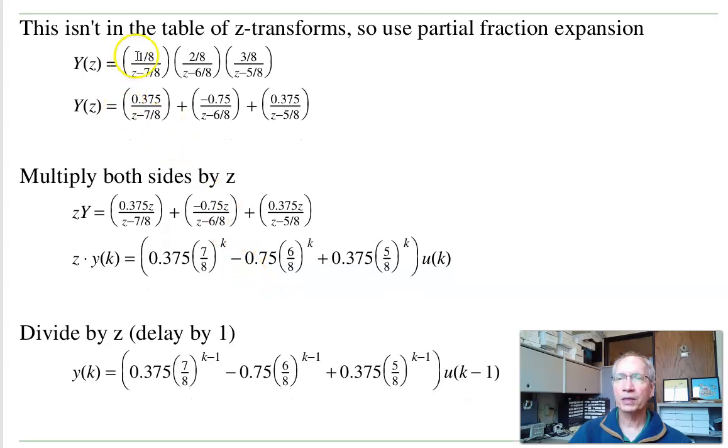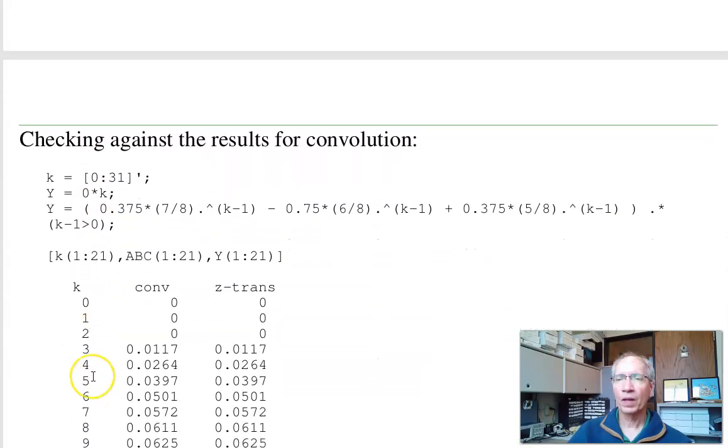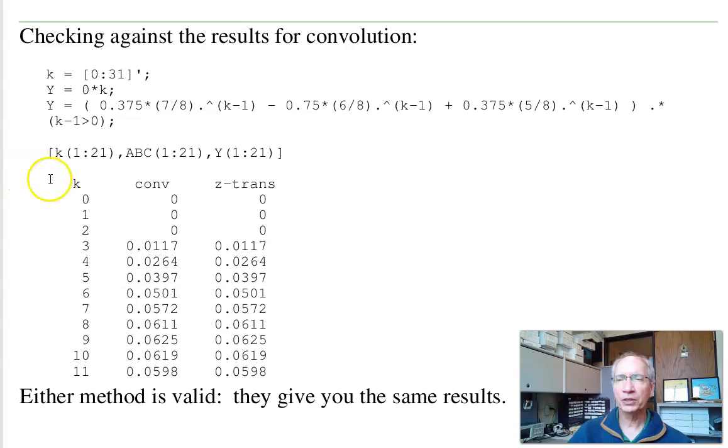So what I'm going to do is a partial fraction expansion, multiply both sides by z, take the inverse z-transform, now divide by z corresponds to delaying by 1. So this is the PDF for a plus b plus c. If I check the answers, here's using convolution, here's using the z-transform, the answers match. Again, either way is valid, and they give you the same results.